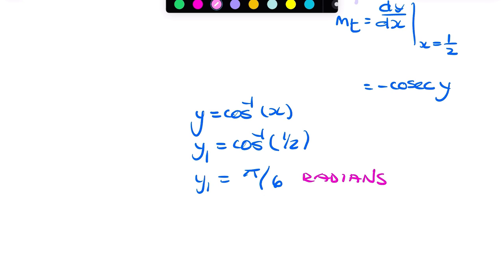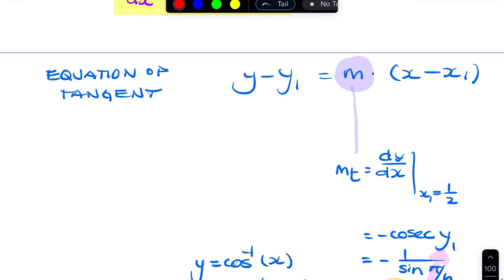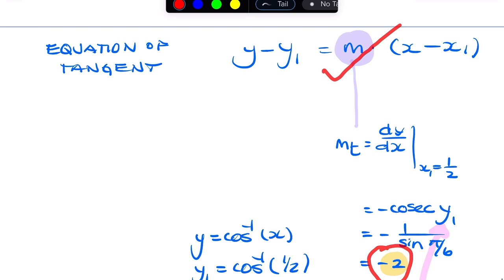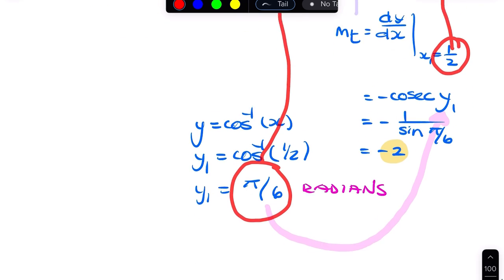Okay, so now we know y1. That can go in there. So we want minus cosecant of pi over 6. Again, that's just 1 over sine pi over 6. Now, sine pi over 6 is half, so that's going to be negative 2. So we've just found the value of our gradient. It's negative 2. We know x1, it's going to be half, and we just found y1, pi over 6.